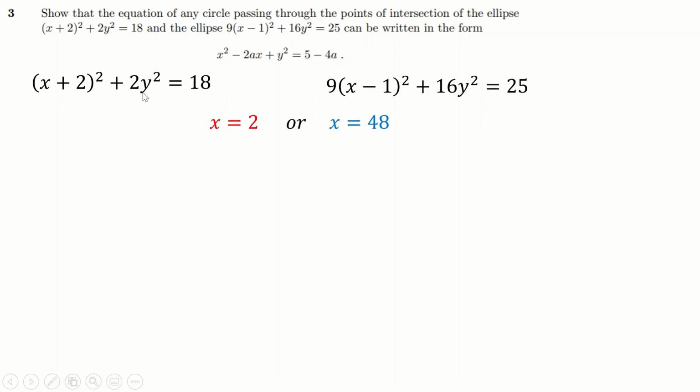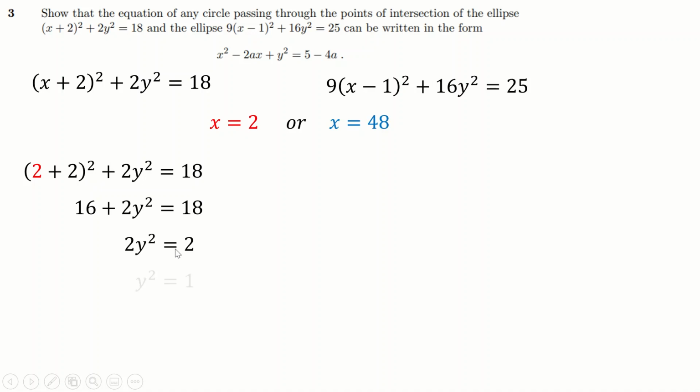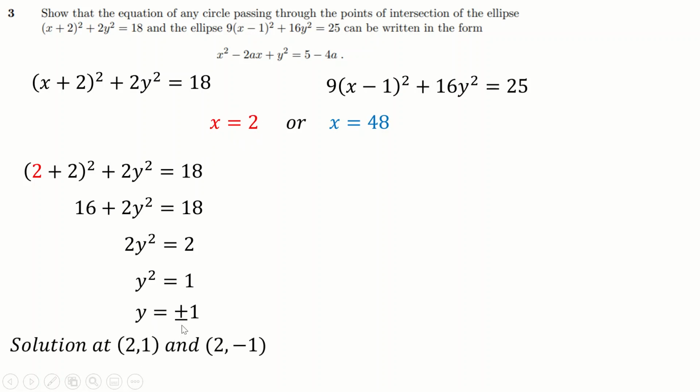So let's find the y coordinates. How I'm going to do that is I'm going to take the slightly more friendly looking ellipse, and I'm going to substitute in the two x coordinates that I have so far. So let's put 2 in first, and we get 2 plus 2 is 4, squared is 16. Take it away from both sides, divide by 2. Be careful here, when you square root, you get a plus and a minus, which means our two points of intersection that this creates are (2, 1) and (2, minus 1).